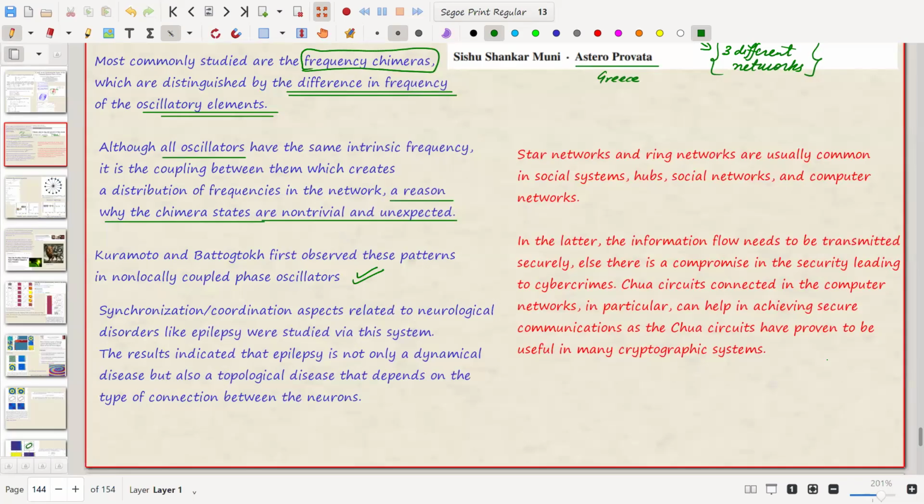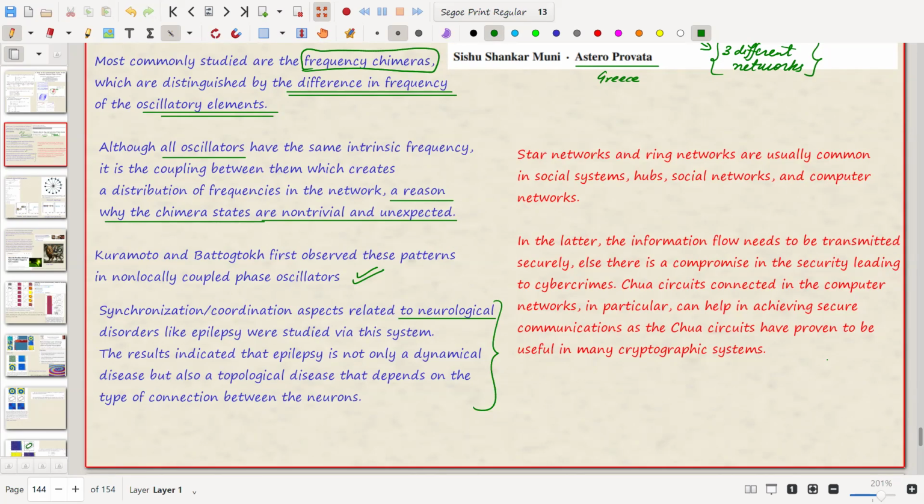Why? This paragraph relates why you need to understand them. Actually, they are related to neurological disorders, like epilepsy. What researchers have found on medical grounds is that epilepsy is not only a dynamical disease which occurs with time. Epileptic fits come, then go, and then suddenly you get them again. That's what epilepsy is.